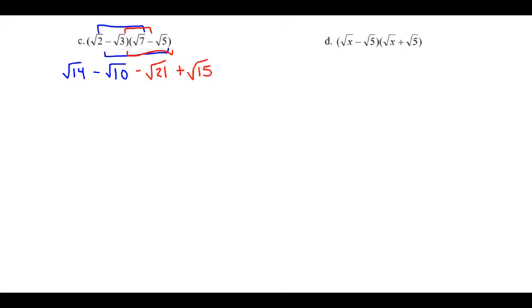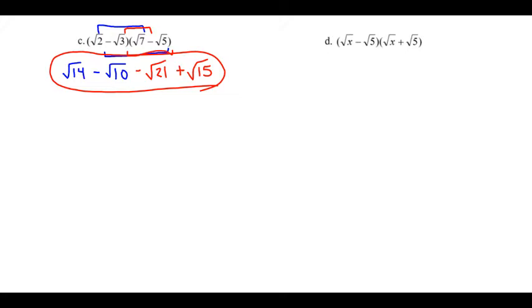And then you want to simplify if you can, but none of my radicals here have perfect squares in them. So that's all I can do. I don't have any like terms to add. I don't have any radicals to simplify. So this right here, this whole thing is my final answer.